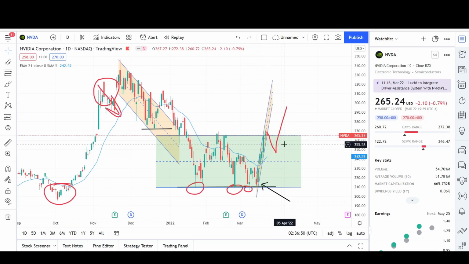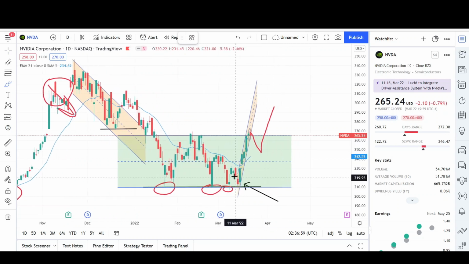So Nvidia looks pretty good. I'm not saying this is the bottom. It could turn into a bottom because we had a lot of support built up at this 210 level. It's a triple test. We're seeing a lot more momentum for the bulls coming into the market.